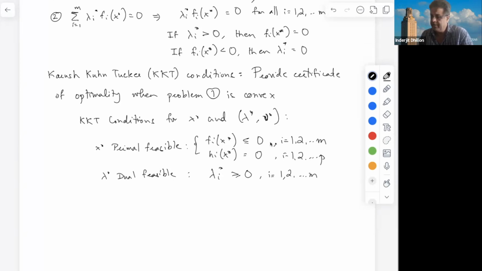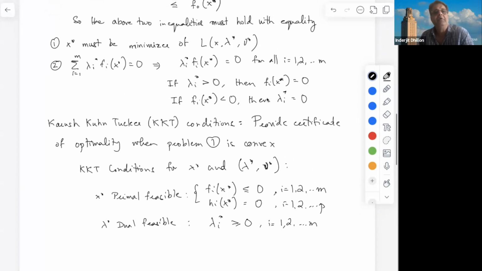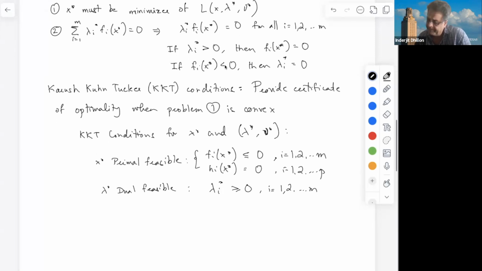And then this thing that we saw above, this condition, is called complementary slackness.